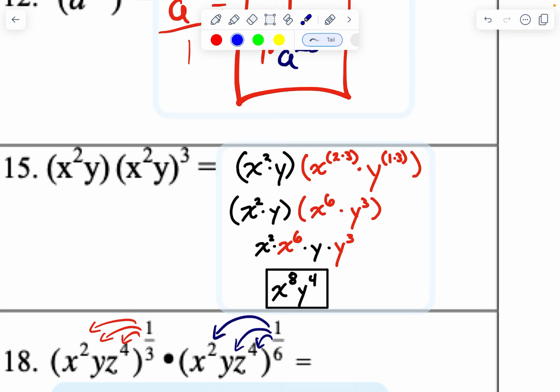So here's 15. So this one's starting to get into some multiple steps. So I'm first going to distribute that cube to both the x and the y. So I get 2 times 3 gives me x to the 6th, and y to the 1st cubed gives me y cubed, and now I can start multiplying my like bases. So x squared times x to the 6th gives me x to the 8th. Y times y cubed gives me y to the 4th. So there's my final answer.